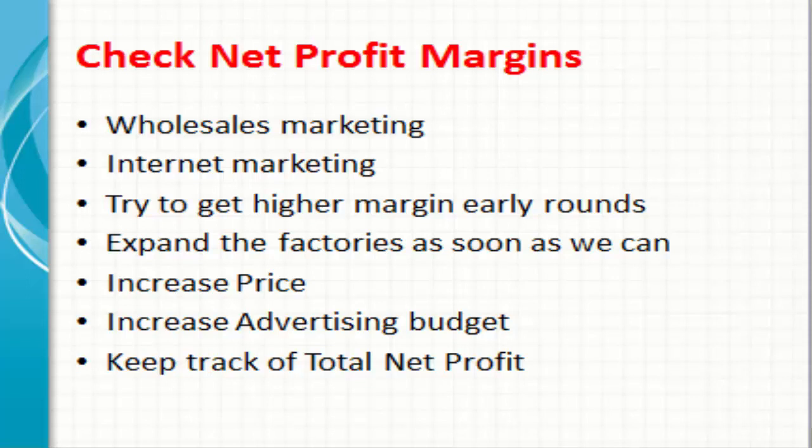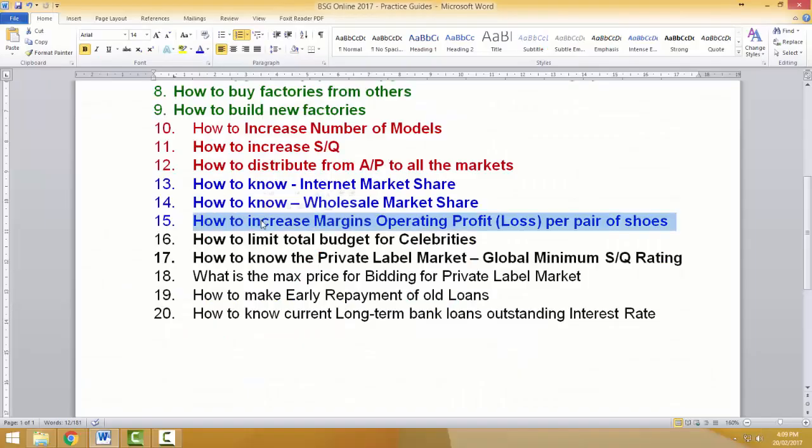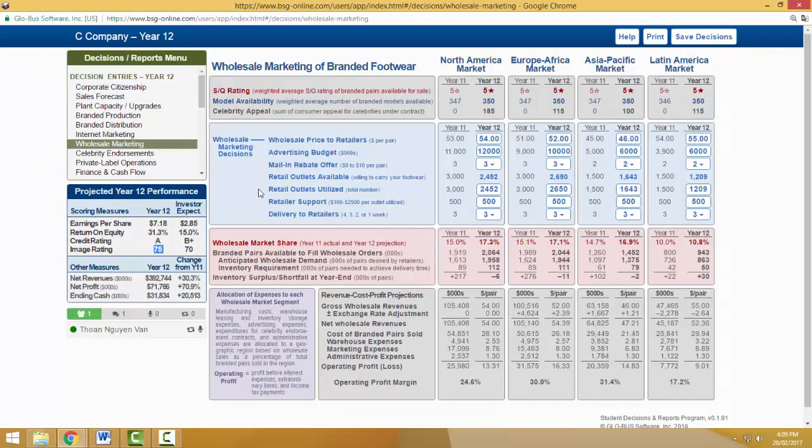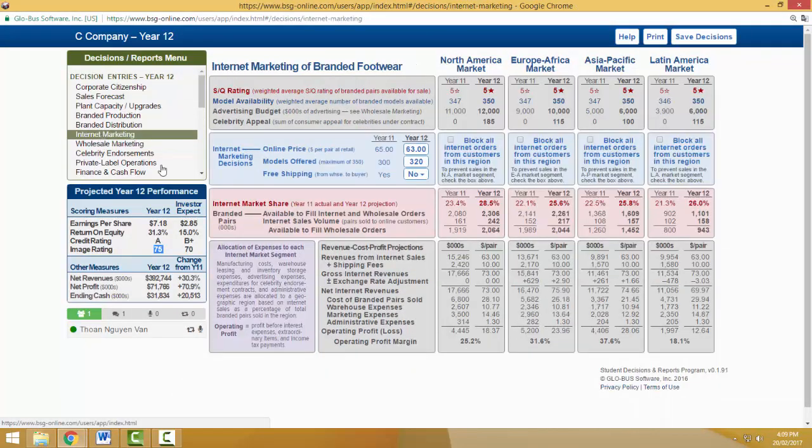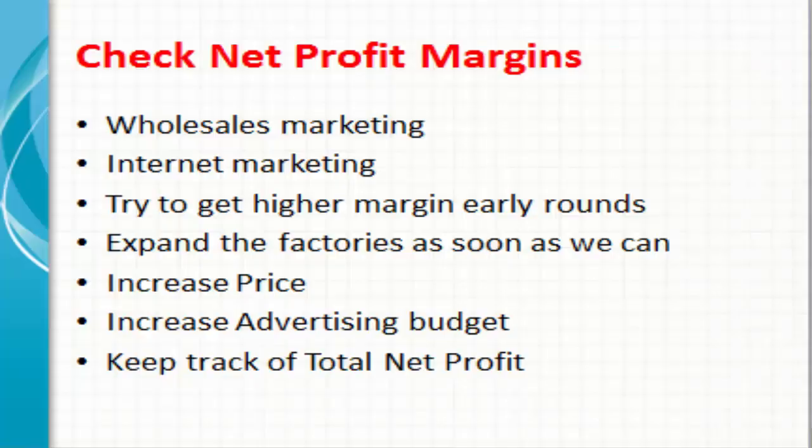And now we look at the question of how to know and get the number of internet market share, how to know the wholesale expected market share, and how to increase the operating profit margin for a pair of shoes. So we come back to the wholesale marketing. Internet marketing, what we see here is a margin. When you make a decision, this is a winning tip. We need to get high margin because the number of products is quite similar. After we expand the factory, we can make the differentiation. And now we look at the wholesale marketing.